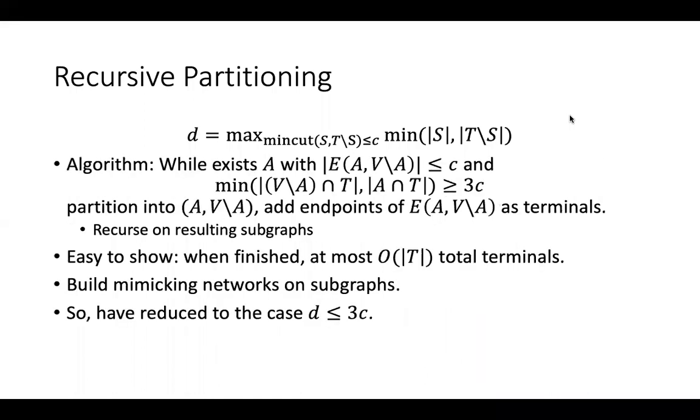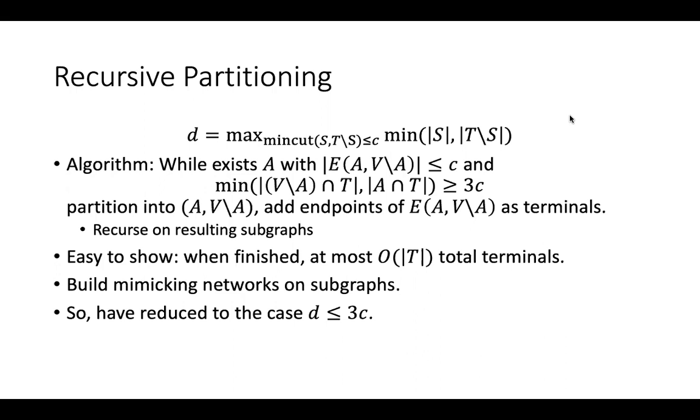So now the algorithm is in general going to be simple. We're going to find a sparse cut for some definition of sparse. We're going to partition the graph along that sparse cut, add in the endpoints of the cut edges as terminals, and just recurse until we can't anymore. The definition of sparse cut we're going to use is that while there exists a cut A, V minus A with at most C edges, and the number of terminals on the smaller side is at least 3 times C, then we're going to partition along that cut and then recurse on both sides.